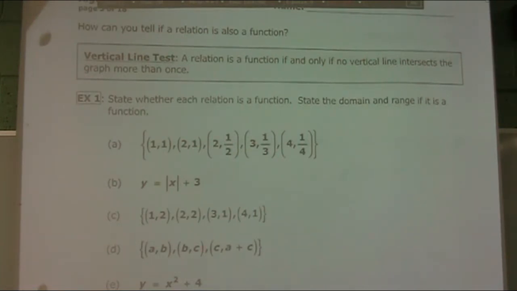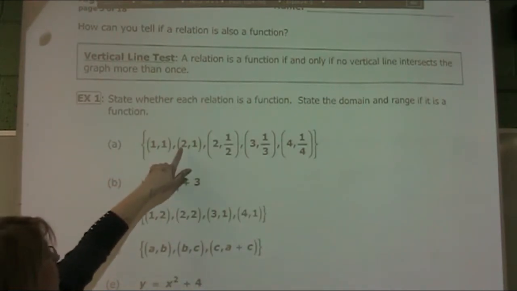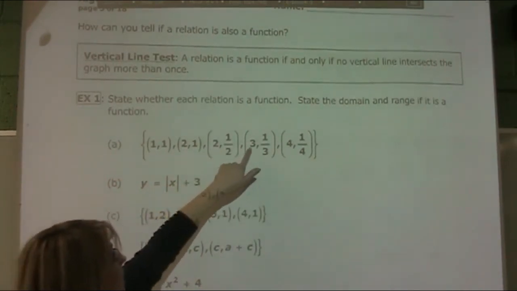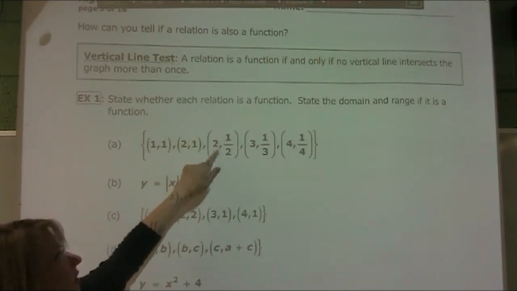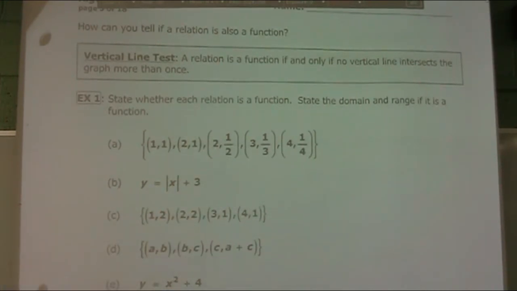if it's a function. So if we go to A, I've got a 1 x value, a 2, a 2, a 3, and a 4. This is not a function because the 2 value occurs twice with two different y values. So this is not a function.